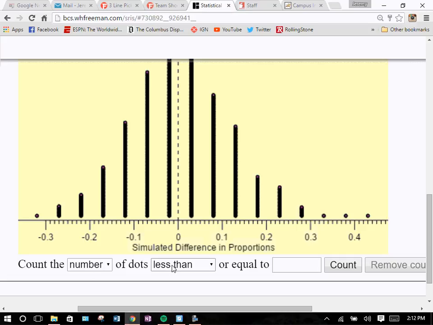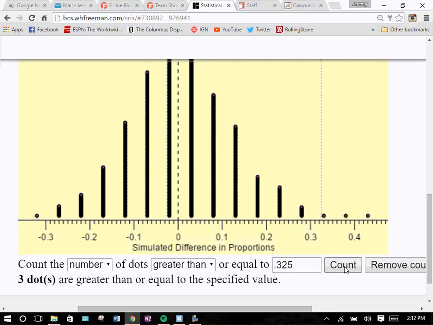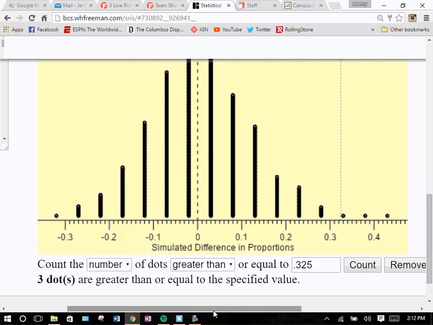So you're going to count the number of dots. Do we want less than? No, we want greater than. So you're going to select greater than or equal to, and you have to put it in as a decimal, not 32.5, which would be what? Yeah, 0.325. Then you hit count. Mine says 3 dots. Yours says 7.